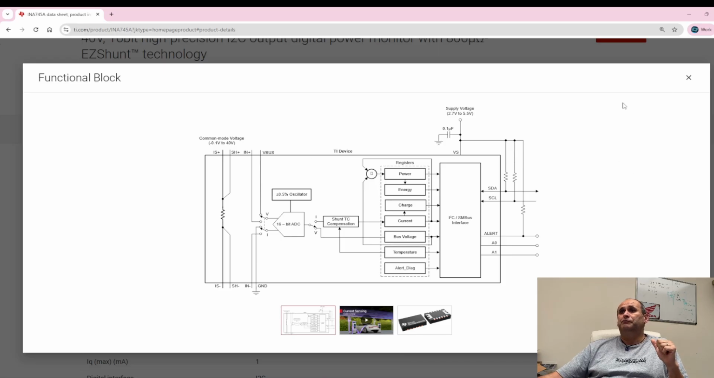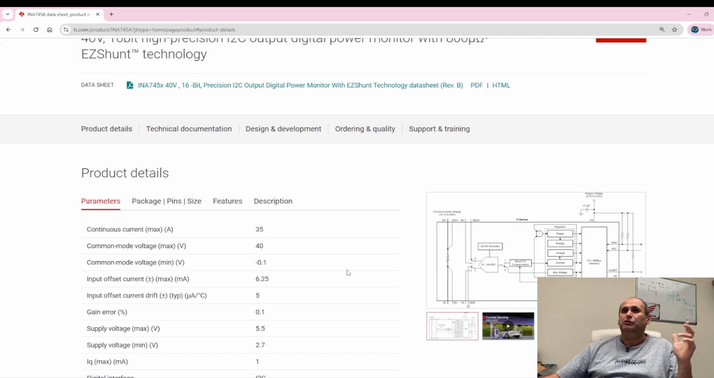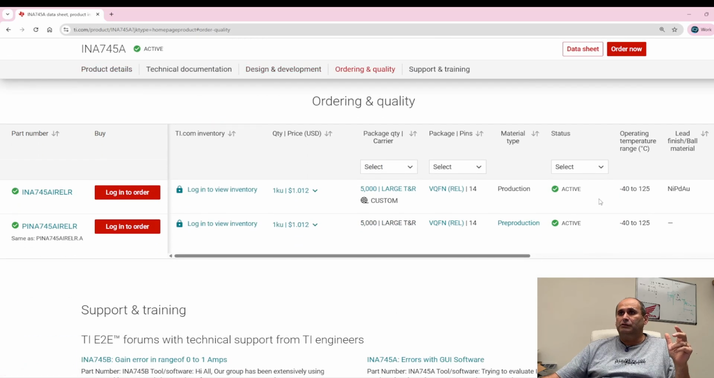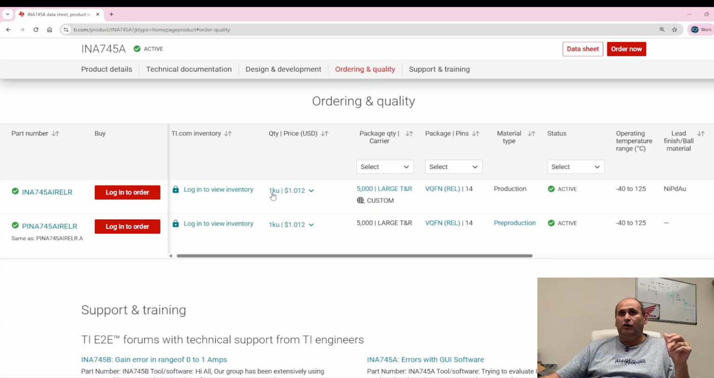Okay, so let's open the datasheet. Oh yes, another thing worth mentioning: price. This is $1 in large quantities, in 1K quantities. So I guess if you buy just one, it's not going to be that cheap. If I go here, to ordering and quality, you see here? The price is fantastic. 1K units, $1 and a cent. This is hard to say no to such a part.